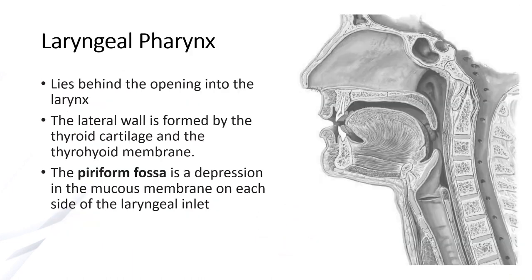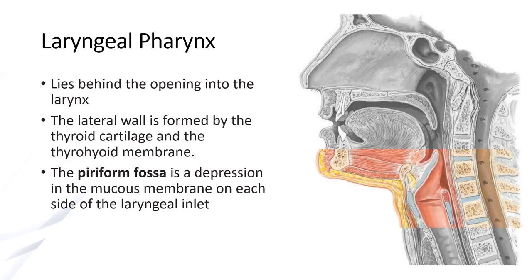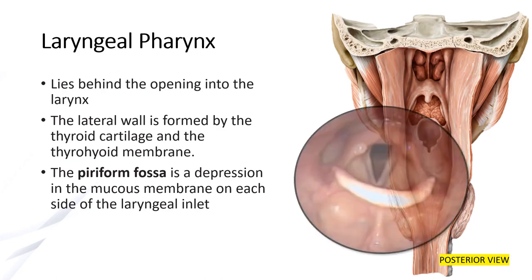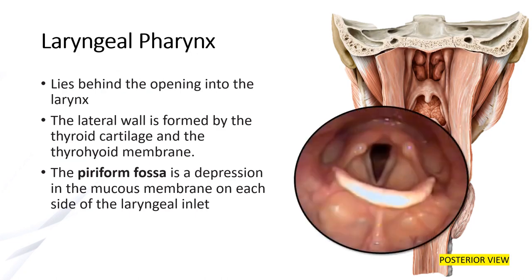The laryngeal pharynx lies behind the opening into the larynx. The lateral wall is formed by the thyroid cartilage and the thyrohyoid membrane. Here we are looking at the pharynx from the posterior side, and I want to emphasize the piriform fossa, which is something that you may see here. The piriform fossa is a depression in the mucous membrane on each side of the laryngeal inlet.